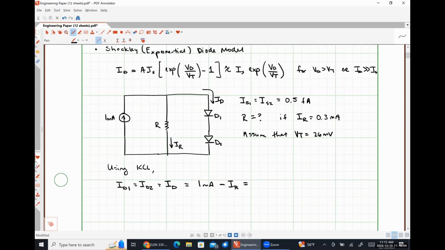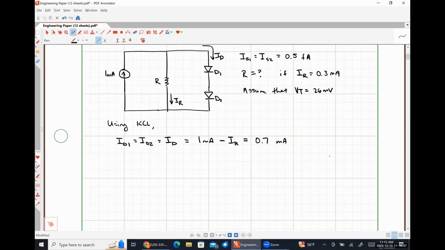For a resistor current of 0.3 milliamps, this then is 0.7 milliamps. So we now know what our diode current is. And Jacob has suggested that we can then solve for our diode voltage VD because we know what our diode current is. I'm interpreting what you were talking about correctly. Okay. All right. So I agree with that.